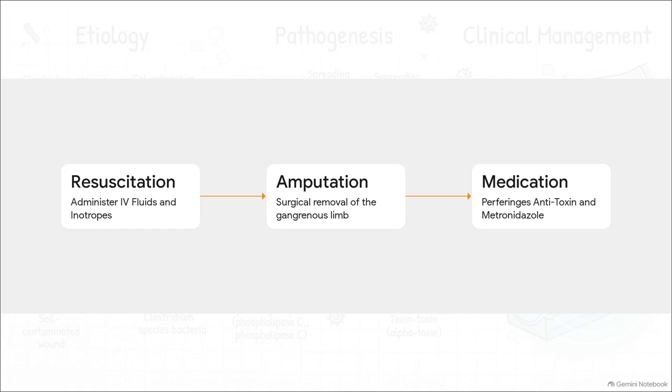Then, step 3 is targeted pharmacological therapy. The drug of choice protocol is the perfringens antitoxin to neutralize the circulating lecithinase, combined with heavy-hitting IV metronidazole to wipe out the remaining anaerobic bacteria.